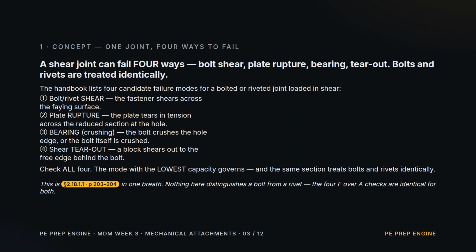Concept 1. 1 joint, 4 ways to fail. The handbook lists 4 candidate modes for a shear connection. 1. The bolt or rivet shears across the faying surface. 2. The plate ruptures in tension across the reduced section at the hole. 3. Bearing. The bolt crushes the hole edge. 4. Tear out. A block shears out to the free edge behind the bolt. Check all 4. The lowest capacity governs. And note the section treats bolts and rivets identically.